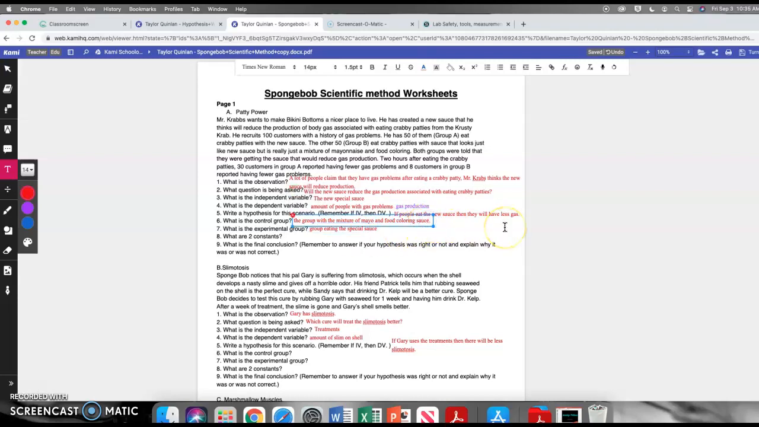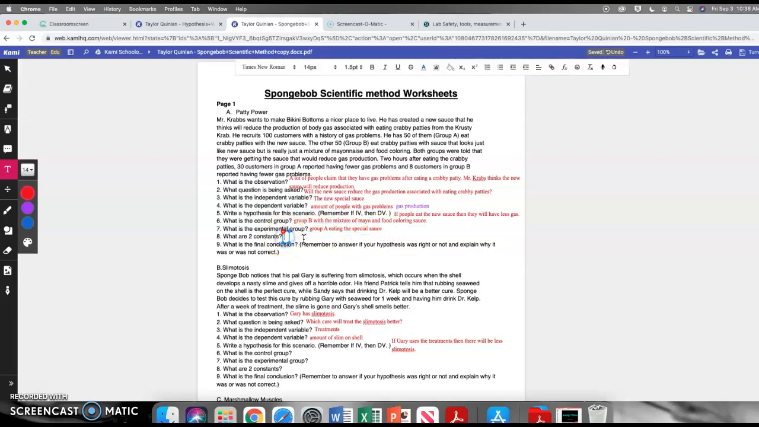So we could be very specific and say, instead of the group, group A, which is the group getting the special sauce, and then group B, the food coloring sauce, is group B. And the group that's getting the new special sauce is group A.